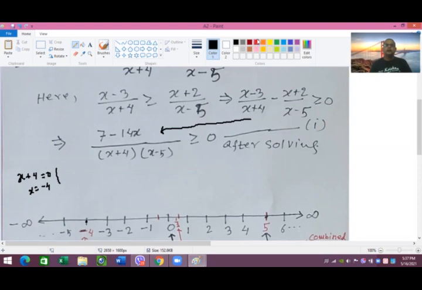And then another point I can see is x minus 5. Using x minus 5 equals 0, it will give you x equals 5. So I have marked x equals 5 somewhere here, on this number line.